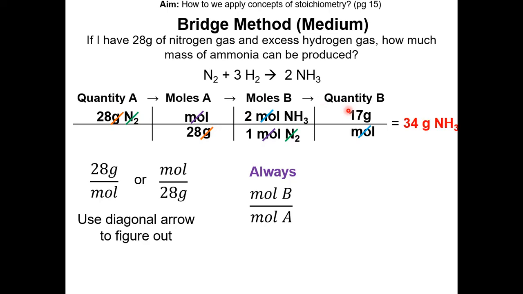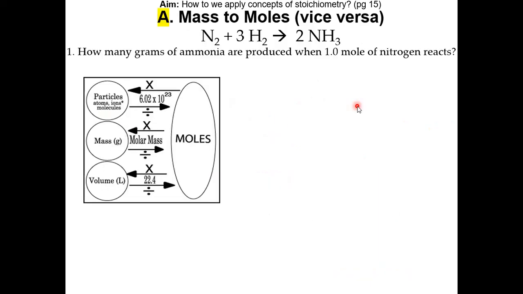Notice we got the same answer as the previous method. So you can use either the 3 plus method or the bridge method to solve these stoichiometry problems. So pick your favorite one. Each method will follow the same general strategy. For the rest of the lesson, we'll be going over examples of each of the 4 scenarios. So let's start with scenario A, which is mass to moles, or vice versa.